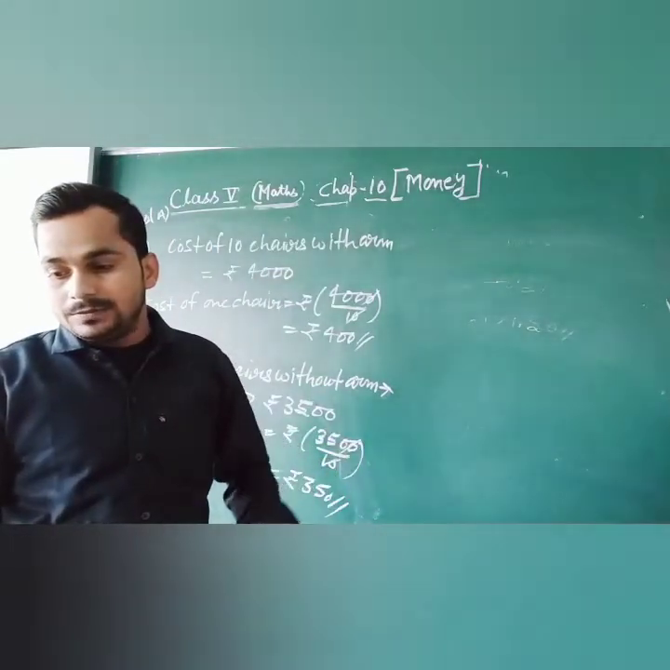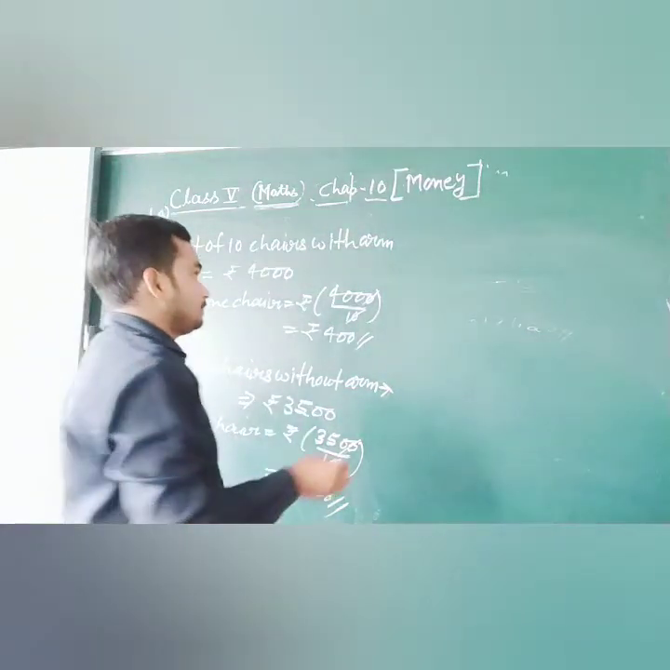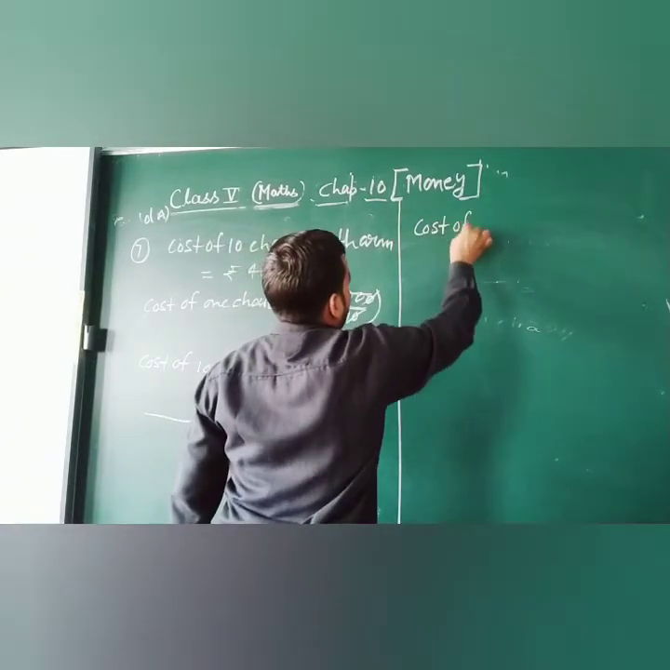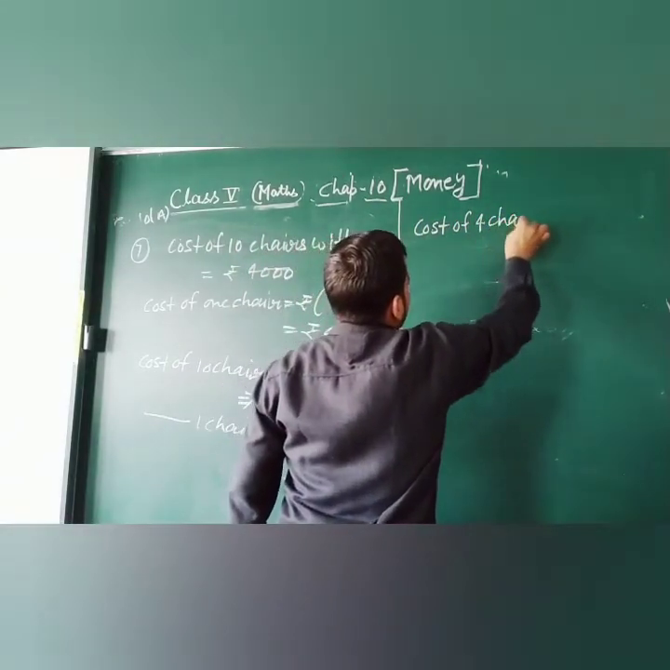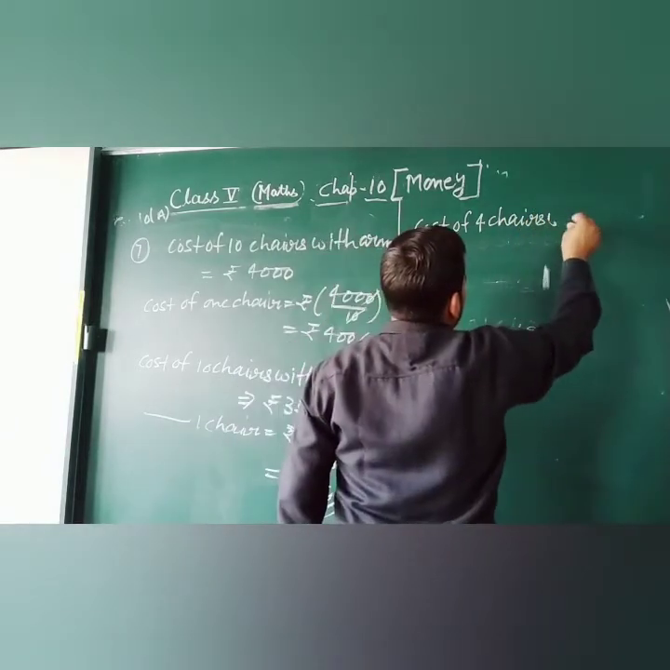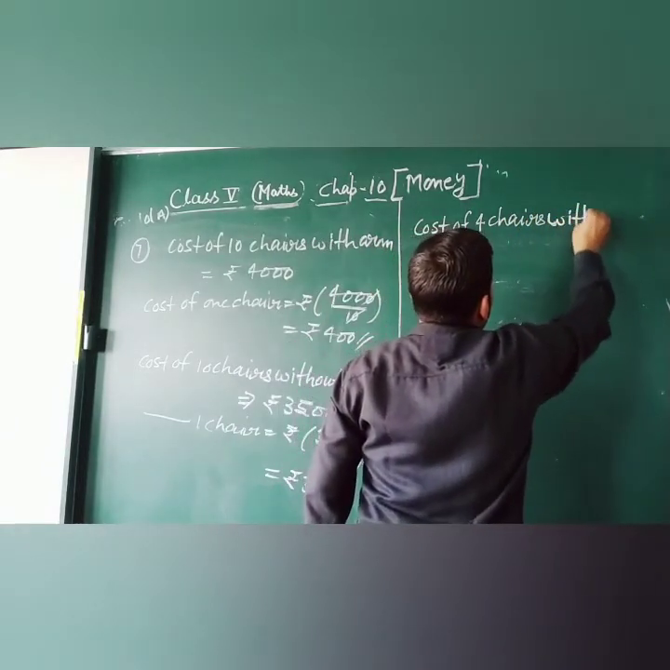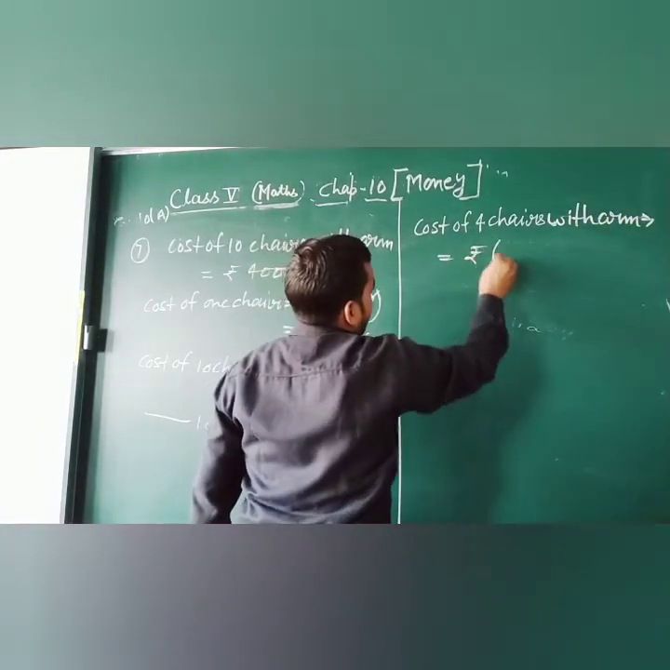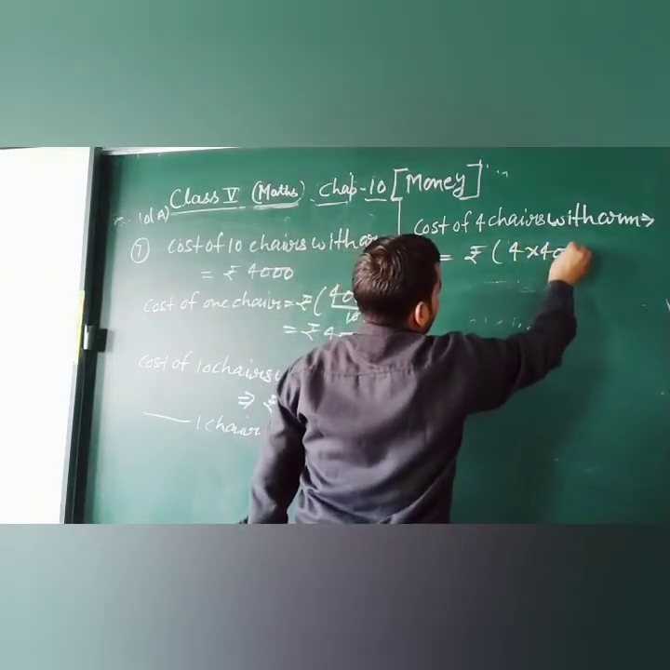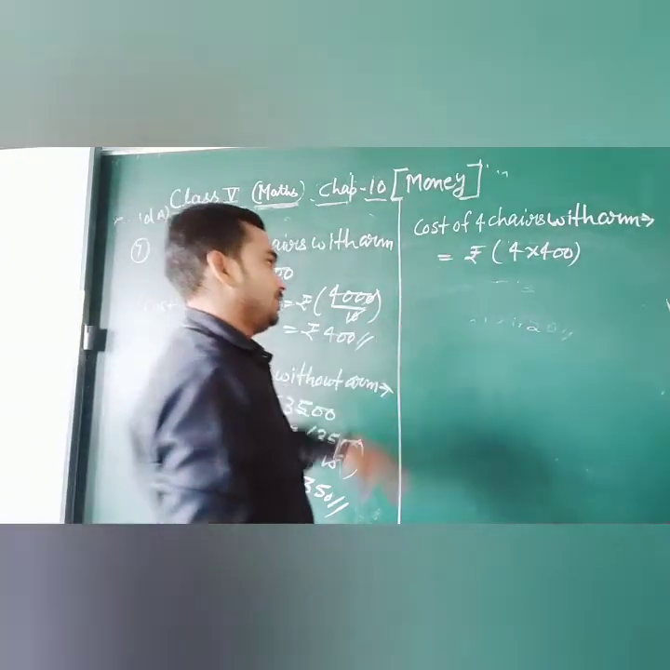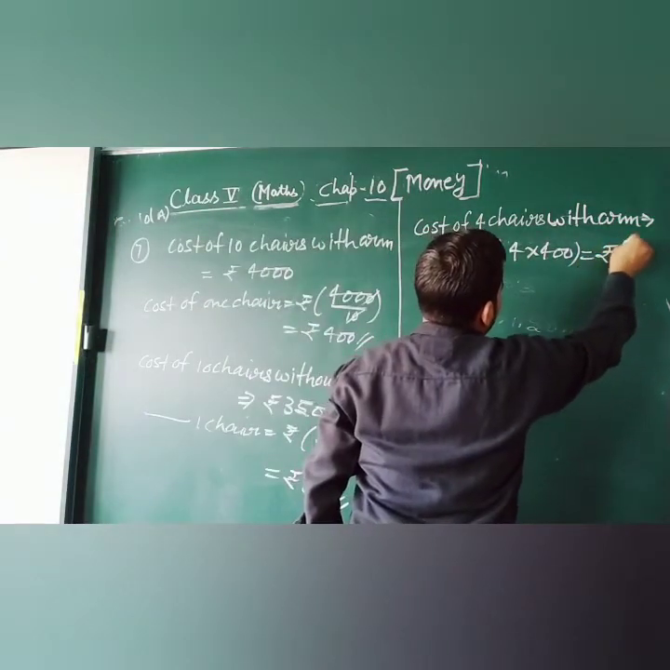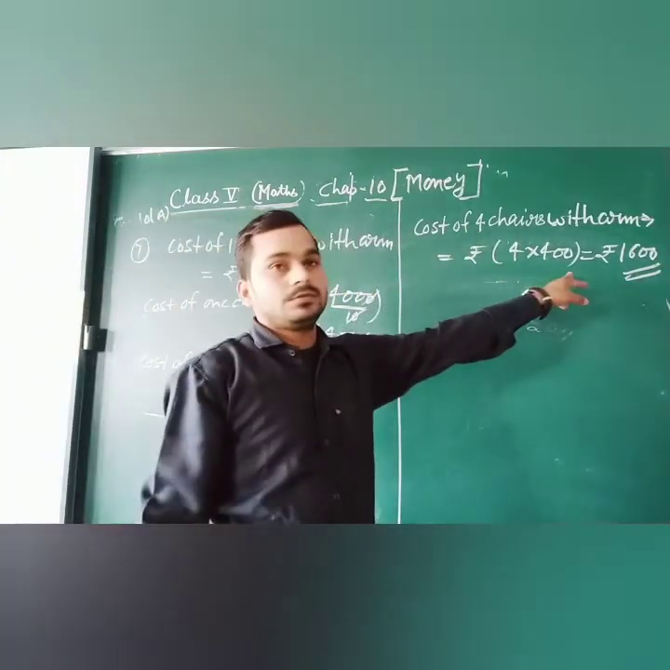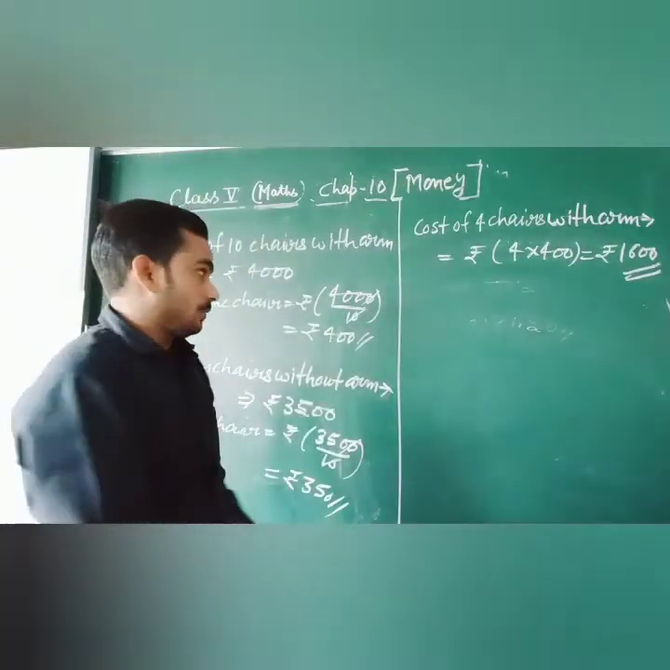A person buys 4 chairs with arm. So cost of 4 chairs with arm, so 4 multiplied with 400, because one chair with arm costs 400 rupees. So we get 4 4 1600 rupees. Cost of 4 chairs with arm is 1600 rupees, and 3 chairs without arm.